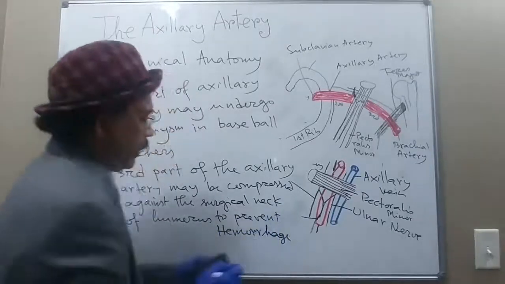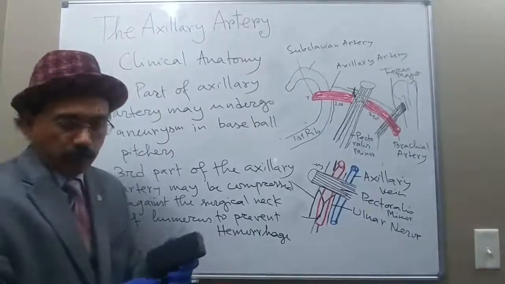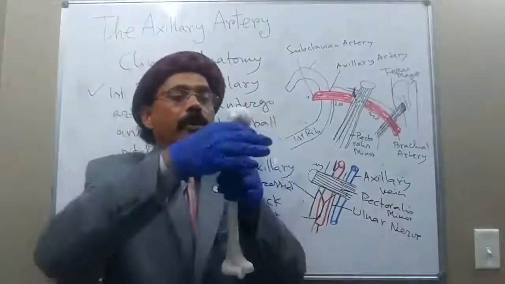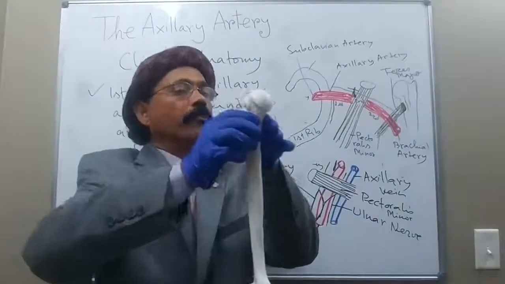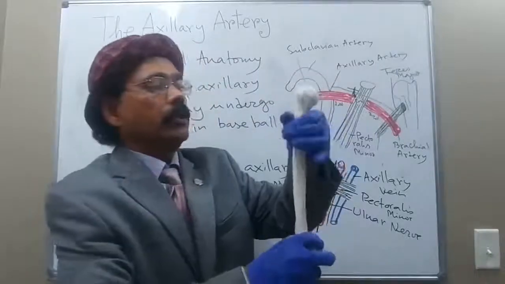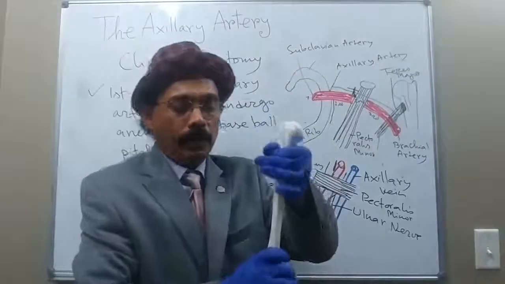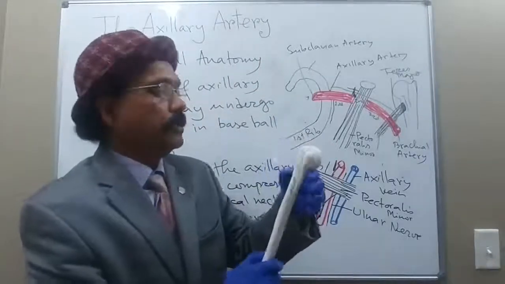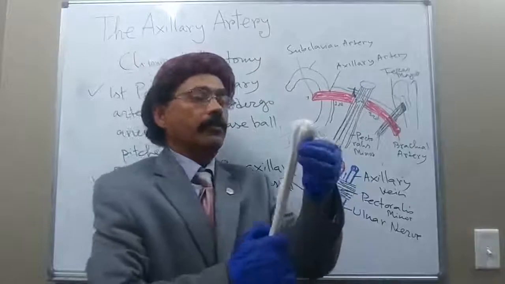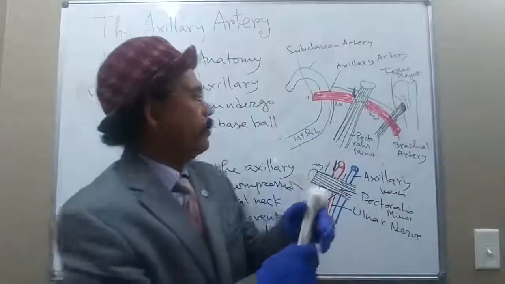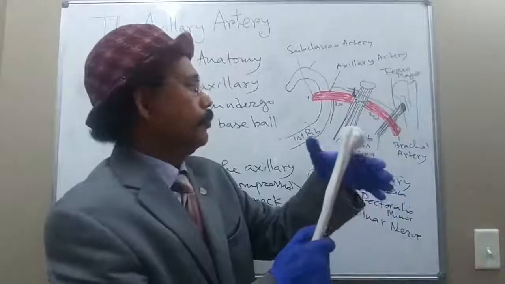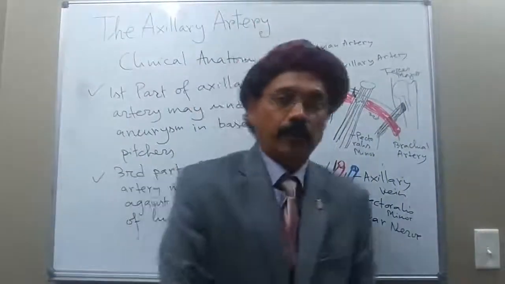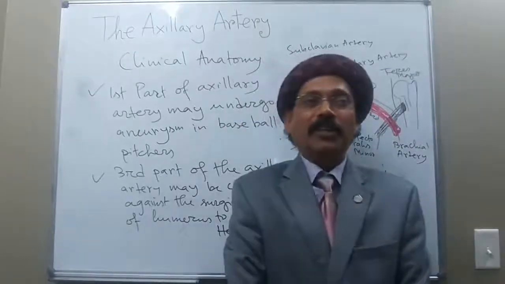Another relationship, just before concluding: the third part's branches, the anterior circumflex humeral artery and the posterior circumflex humeral artery, actually encircle the surgical neck of the humerus. So if there is any type of fracture of the surgical neck of the humerus, we may have damage to those branches also. So that's all about the anatomy of the axillary artery.